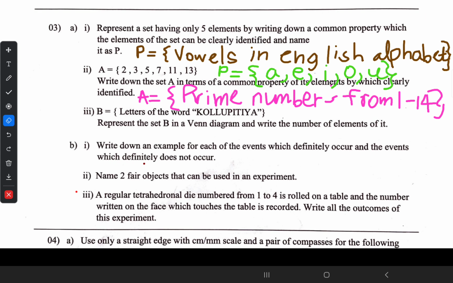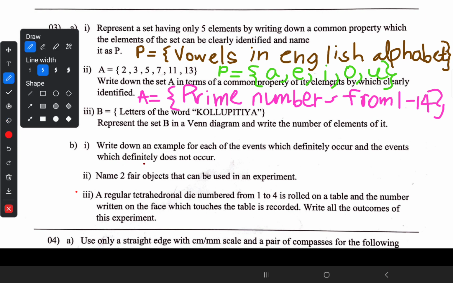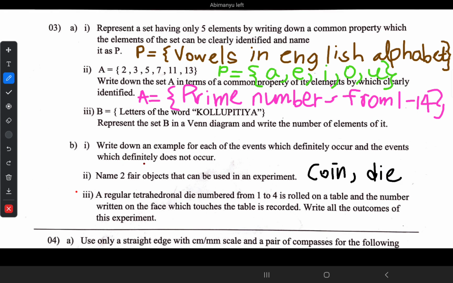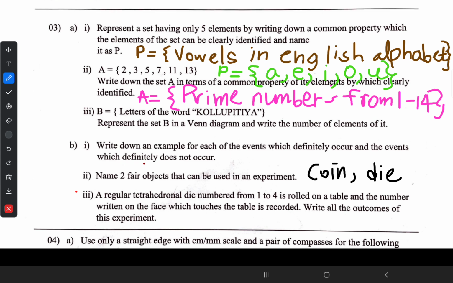Name two fair objects that can be used in an experiment. Okay, for that we usually use a fair coin and a die, a cubic die. Likewise, we use these two objects for an experiment. Fair objects.